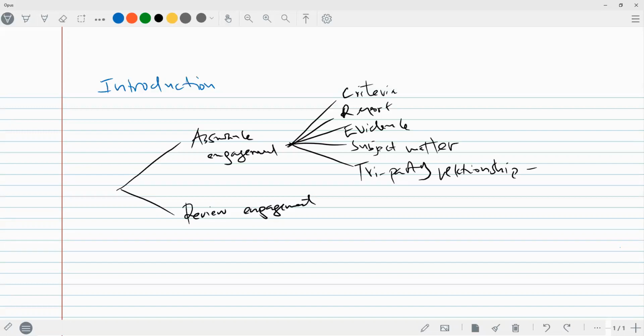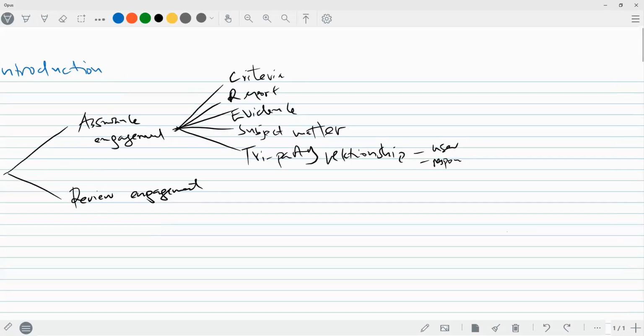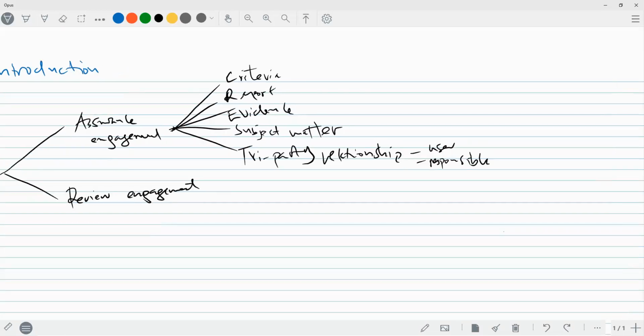Three parties: in case of an audit, the 3 parties will be the shareholders, here we say the users, the responsible party, and the practitioner. In the case of an audit, the users will be shareholders, members of the company. The responsible party is going to be the management, the one who is involved in preparing the subject matter. And of course, the practitioner in this case will be the auditor, the one who is going to come up with an opinion.